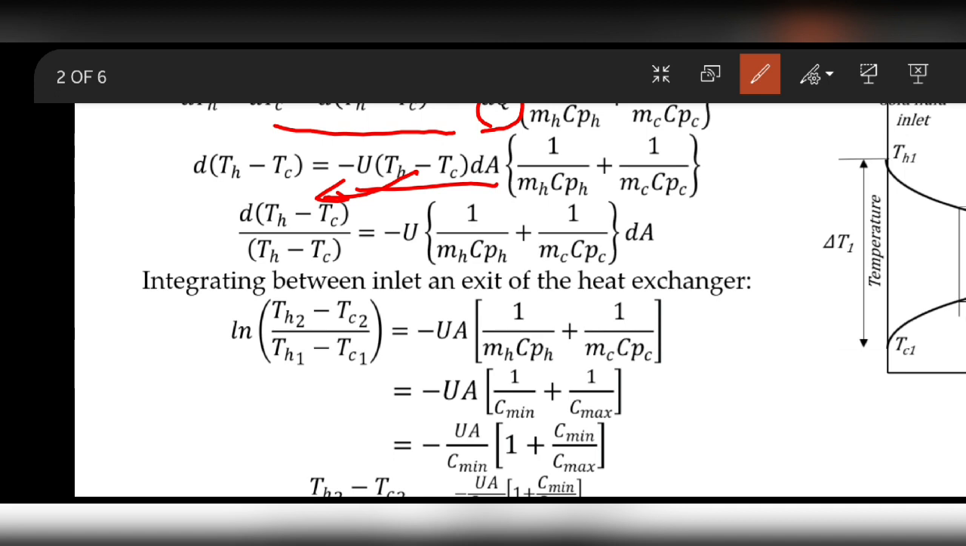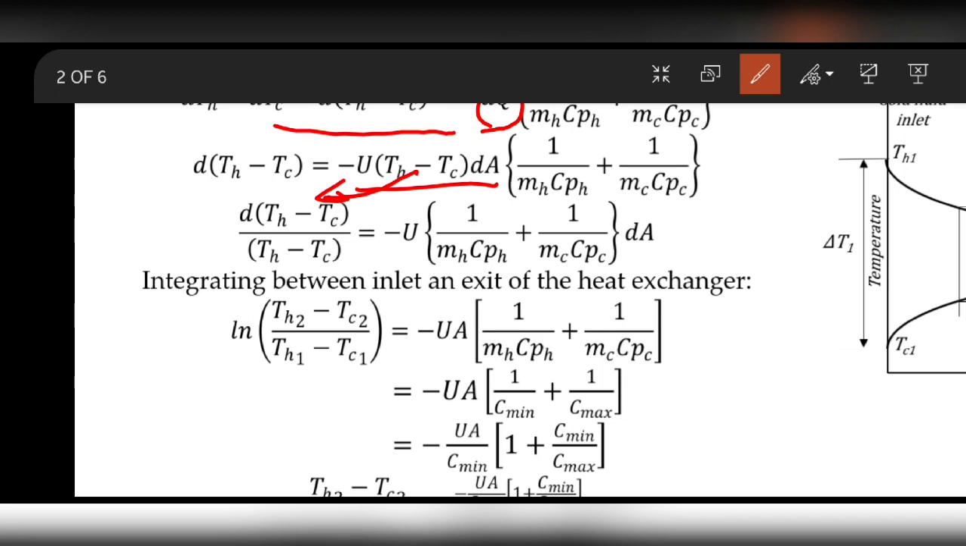Again here we have a form 1 divided by x into dx. So when you integrate that you will get ln of x, and then you need to apply the limits, the upper limit minus the lower limit. When we do that we get ln of (TH2 minus TC2) divided by (TH1 minus TC1), which is equal to minus U into A into (1 divided by mH CpH plus 1 divided by mC CpC).